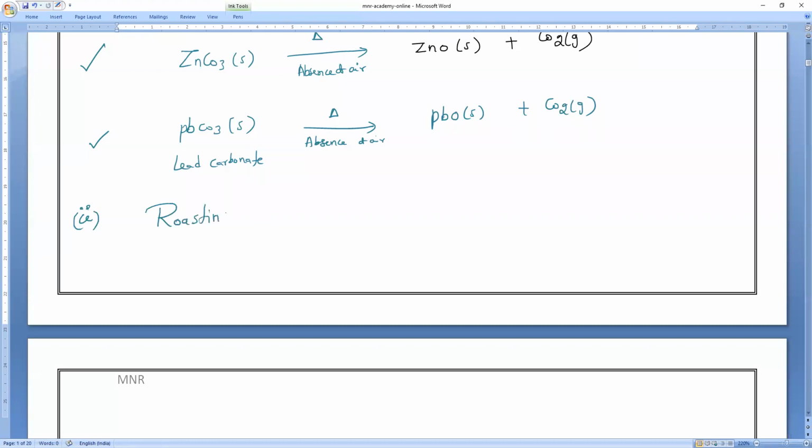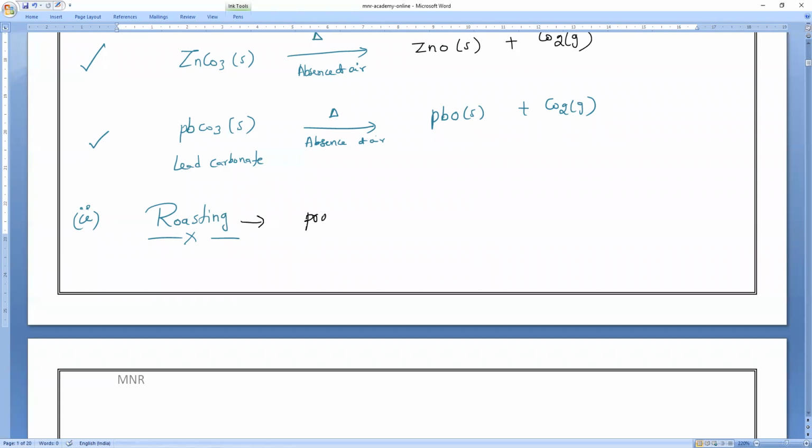Next, the second type, roasting. In our house, when cooking, roasted peanuts and all, it is a similar thing here. But it is in the presence of oxygen, open air, to convert them into oxides. This process is used when sulfide ores are heated in open air to convert them into oxides. So write it.